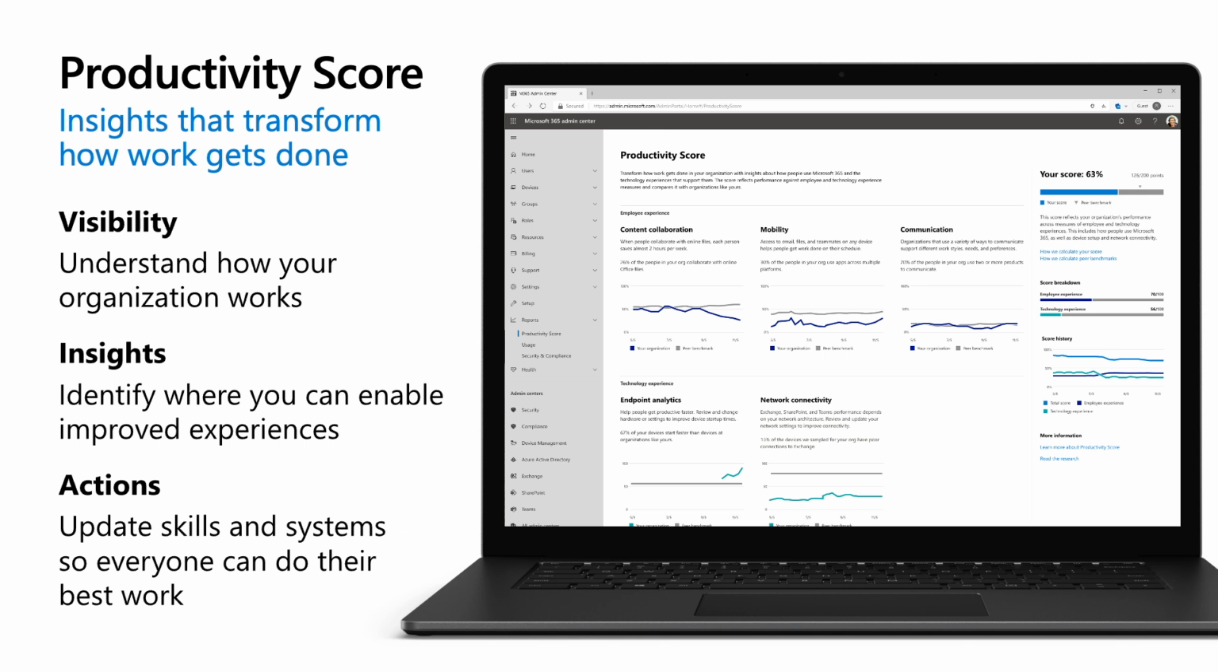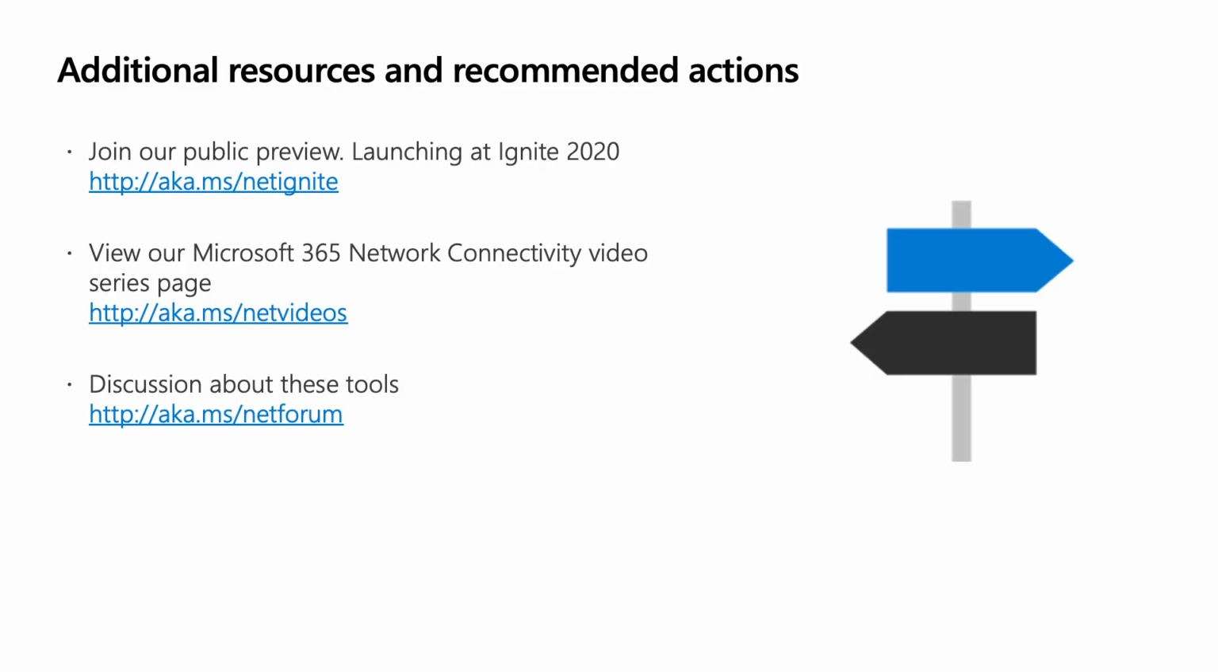In the productivity score, you can click into network connectivity and review the individual locations and our network insights and recommendations for how you can improve your networking at each of those locations. We are announcing a public preview for network connectivity at Ignite 2020, and I encourage you to try that out. If you go to aka.ms/netignite, you can find out more details about that. You can also go into the Admin Center, go to the Health menu, select Network Connectivity, and you can click through and sign up for the public preview right there inside of the Admin Center.